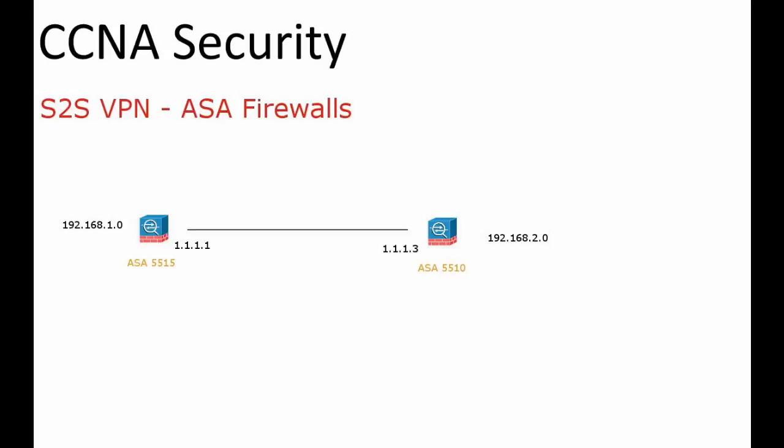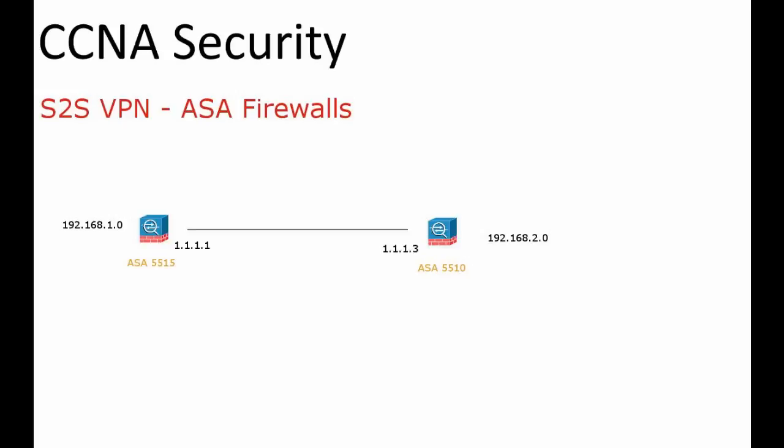Behind ASA 5515, ASA 01 in our case, there is a local area network 192.168.1.0. ASA 02, ASA 5510, on the right hand side, has the LAN 192.168.2.0. To simulate a host behind these firewalls, I just put a router. I have a router 192.168.2.199 and I think 1.199 behind ASA 1 and ASA 2.